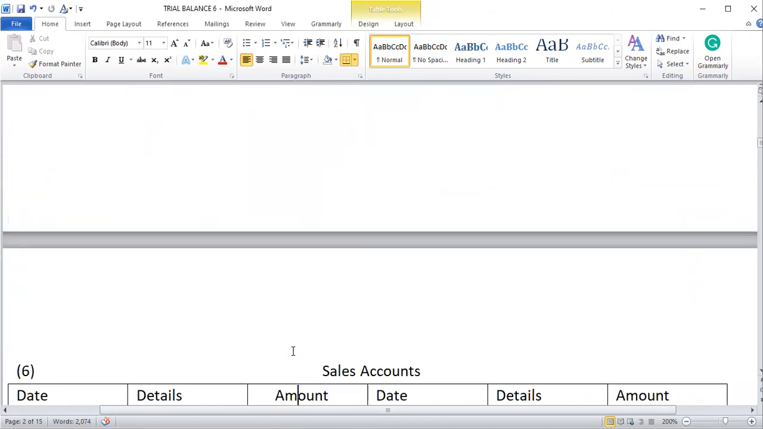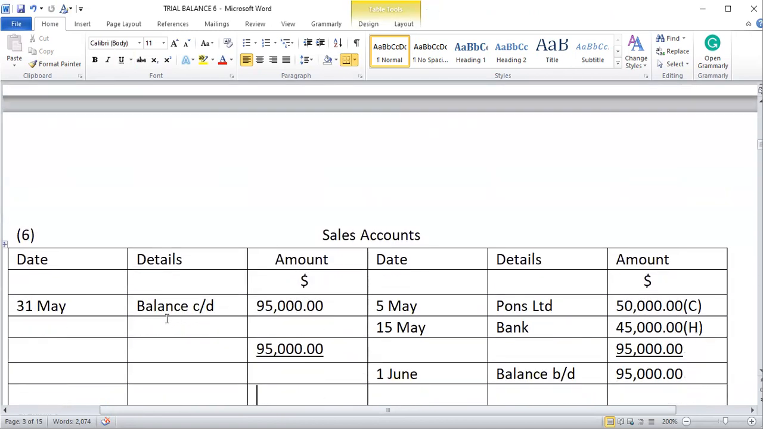Now let's look at the sales account. When we come to the sales account, you see date May 5th, details Ponds Limited. It has been credited $50,000 because it is giving out the goods.